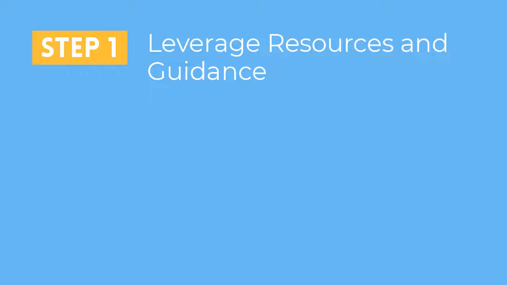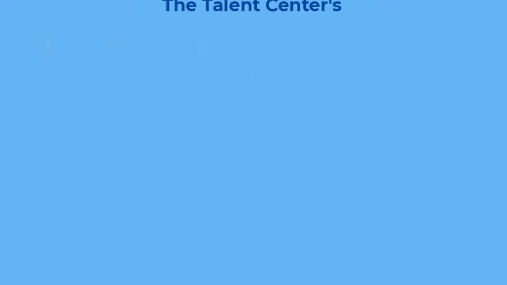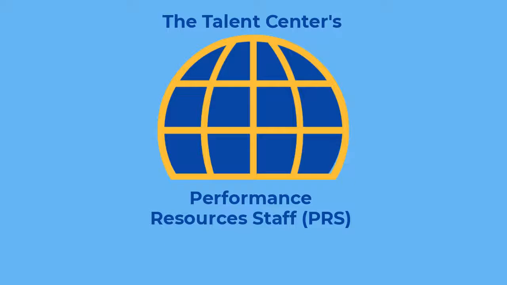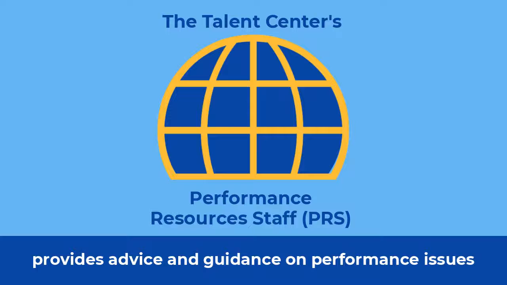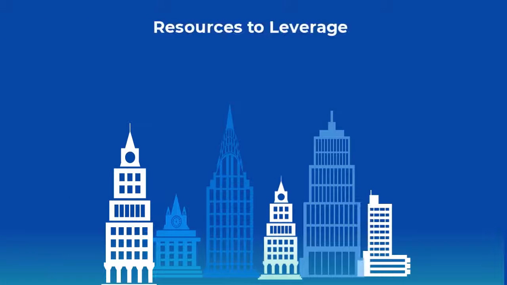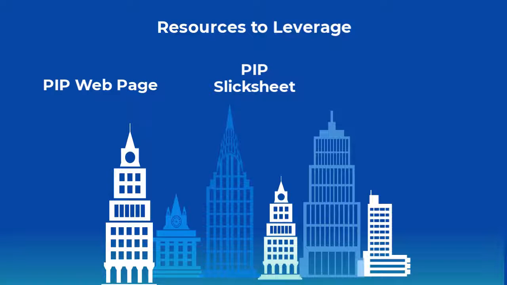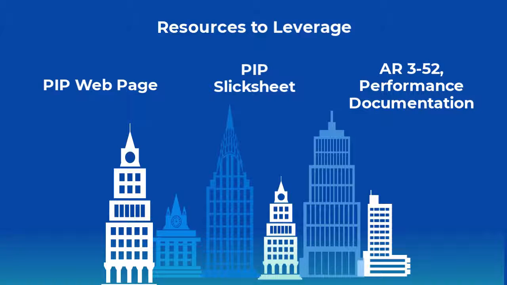Step 1 in the PIP process is to leverage available resources and guidance. First, reach out to your Human Resources Officer, or HRO, for assistance. You may also contact the Talent Center's Performance Resources Staff, or PRS, who provides advice and guidance to supervisors and HROs on performance issues to include best practices before, during, and after the PIP process. The PIP webpage and a PIP slick sheet can be found on Employee Central, which can guide you through the process. You can also reference Agency Regulation 3-52 for more information.